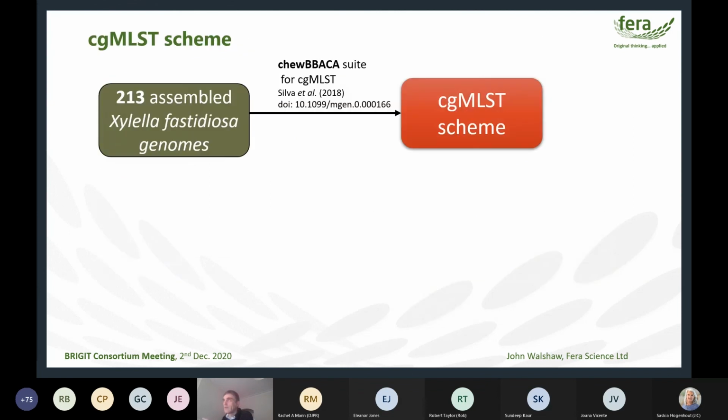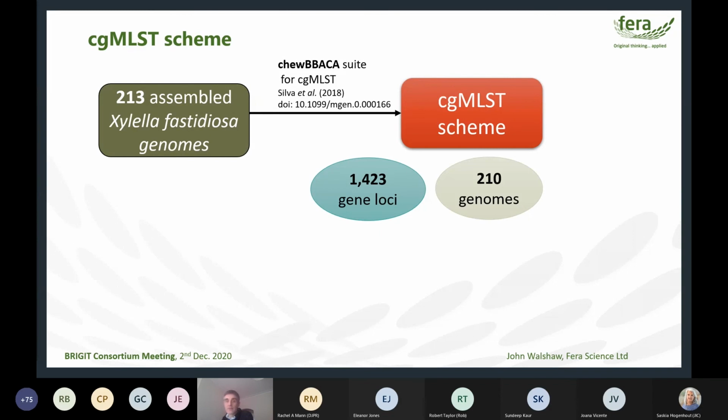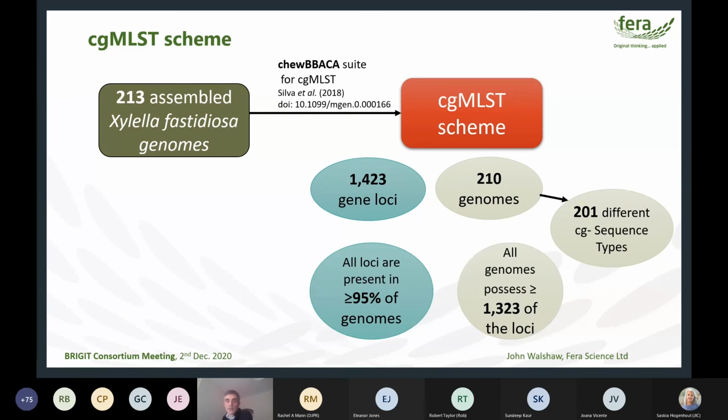And again, glossing over quite a lot of effort that Sam's put in. He's used a dedicated suite of software called Chewbacca, which processes this to produce a core genome scheme. And the result of that is we've ended up with 210 genomes, so a small number failed those criteria. We've ended up with a core genome of about 1,400 loci. And by the way, most of these 210 are unique. So there are a few duplicates which are identical in terms of the core genome.